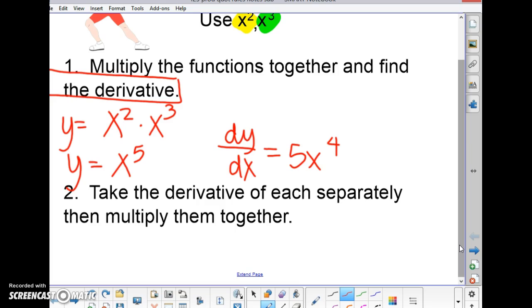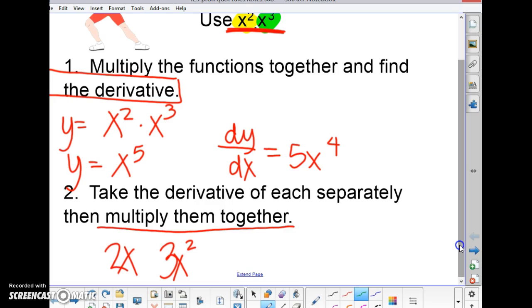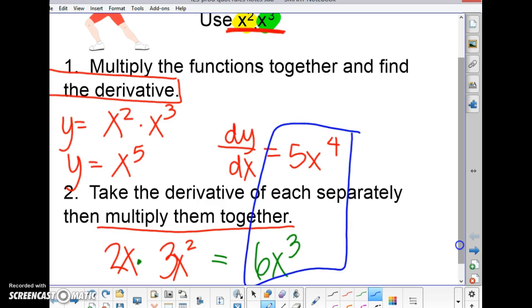The second thing I ask you to do with the same two functions is to actually take the derivative of each of them separately. So here's the derivative of x squared and the derivative of x cubed, and then multiply them together. And I haven't created a name for this, but really what I'm most interested in is the fact that these are not giving me the same answer.